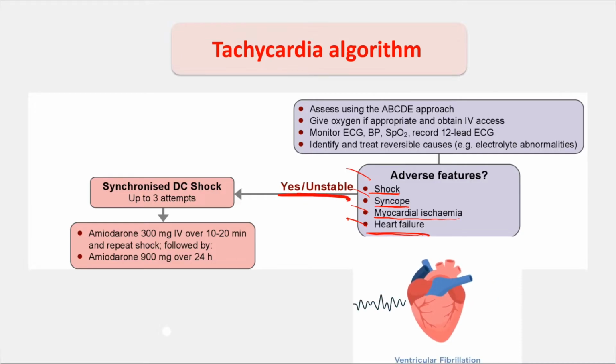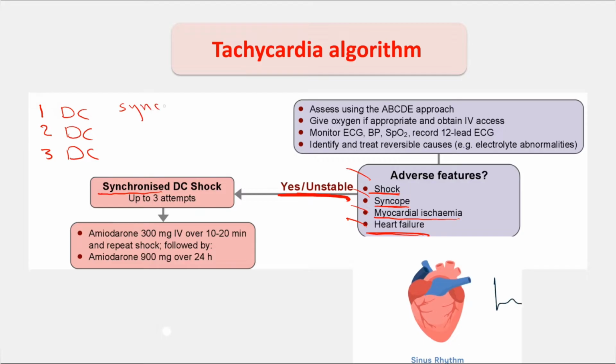What is your treatment? You have to give first, second, and third DC. How do you give DC? It should be synchronized DC under sedation. Sedation means that you have to give some morphine, pethidine, or you call the anesthesia doctor. They give anesthesia drugs, GA drugs. For example, they may also give ketamine. So this should be synchronized.